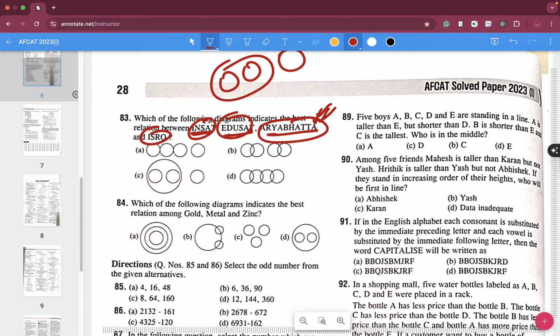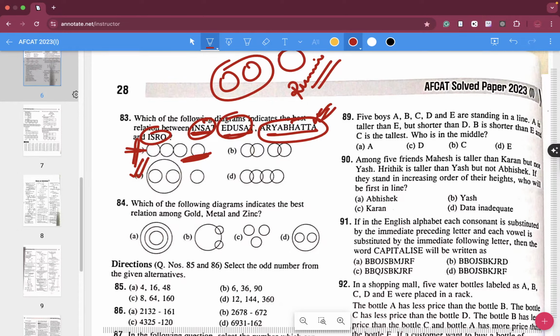Aryabhatta was an Indian satellite which was sent to space with the help of Russian rockets, right? So for 83, C is going to be the correct answer, folks. In the answer key, they have given A as the answer, which I don't really think is the right answer. So for 83 we will go ahead with A.